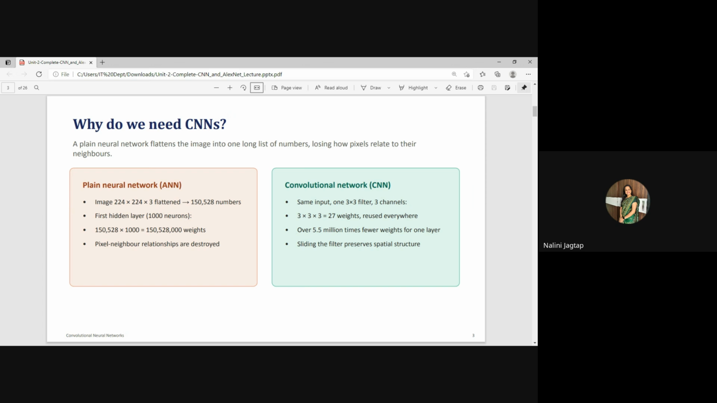And because the filter slides across the image rather than being applied to fixed specific pixel positions, the spatial structure is preserved instead of destroyed. So this massive gap is the entire motivation for everything we will be covering today. I hope you have understood the motivation for the CNN. So ANN flattens the structure.